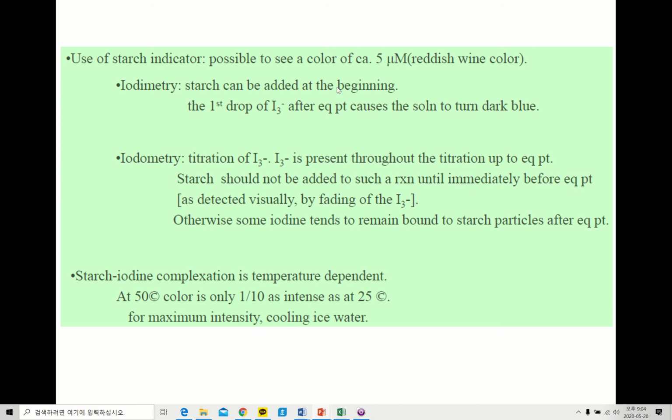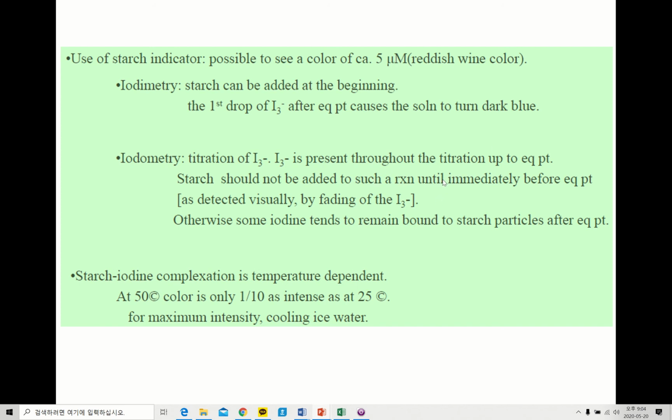Even a low concentration of starch, down to 5 micromolar, takes a color. In iodimetry, starch can be added at the beginning. That's important. So when you do the titration and the starch is added, the first drop of triiodide after the equivalence point causes the solution to turn dark blue.